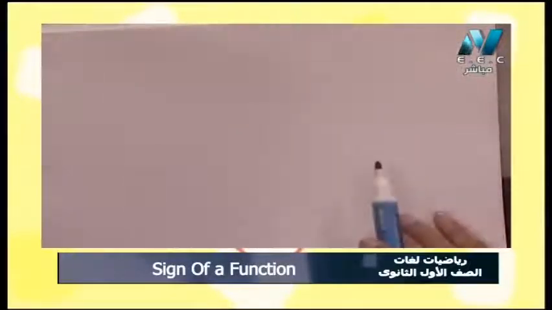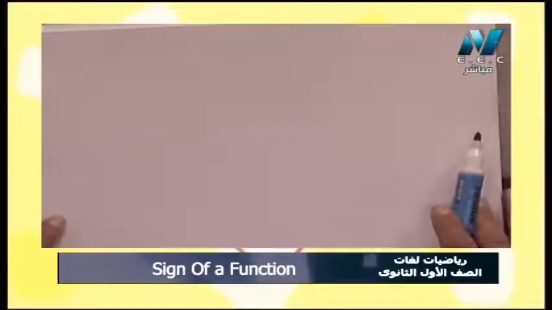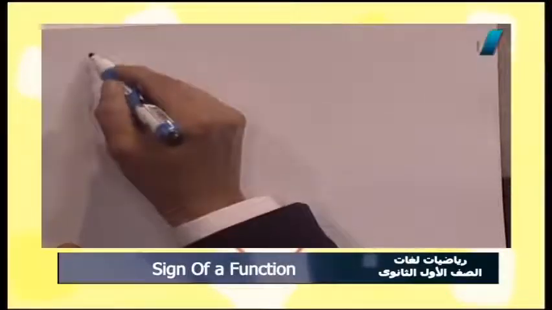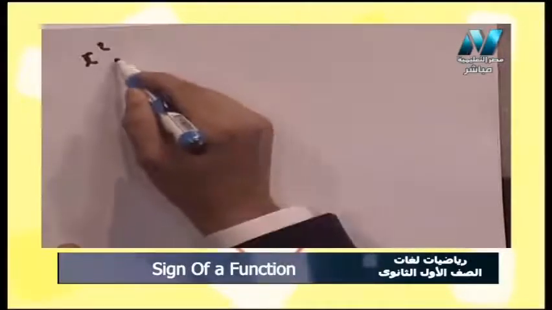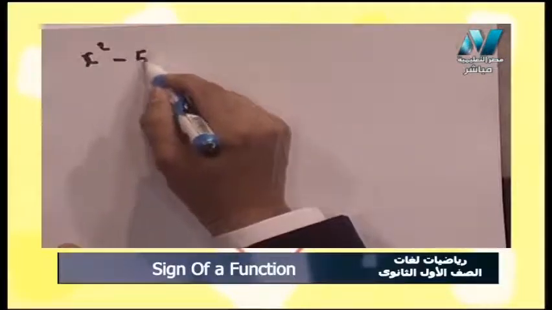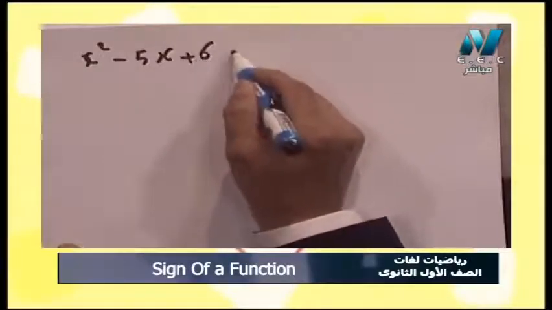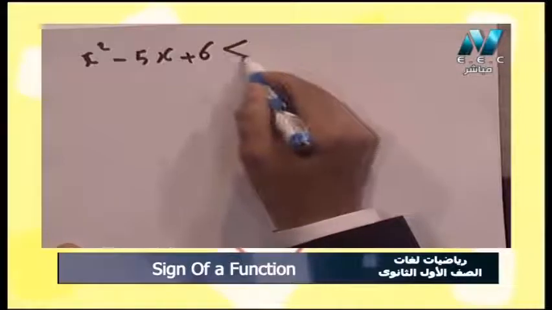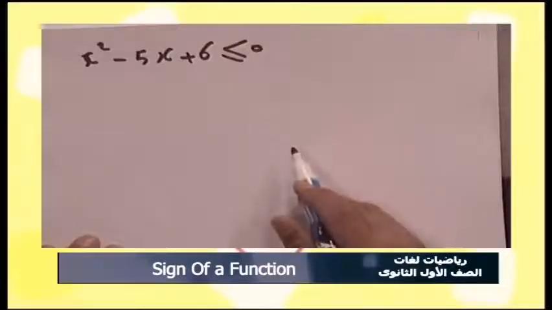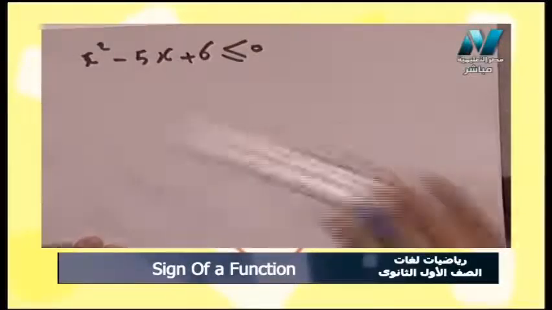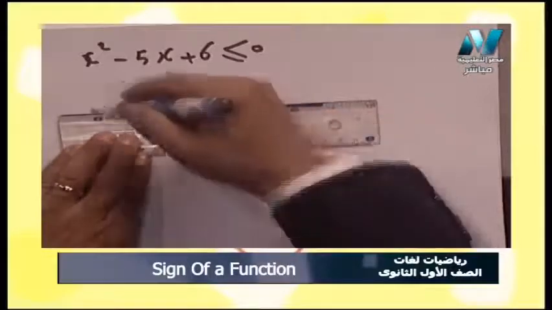So if we move on to another question, it will be x power 2 minus 5x plus 6 smaller than or equal to 0. Now we have a part of the number line here.